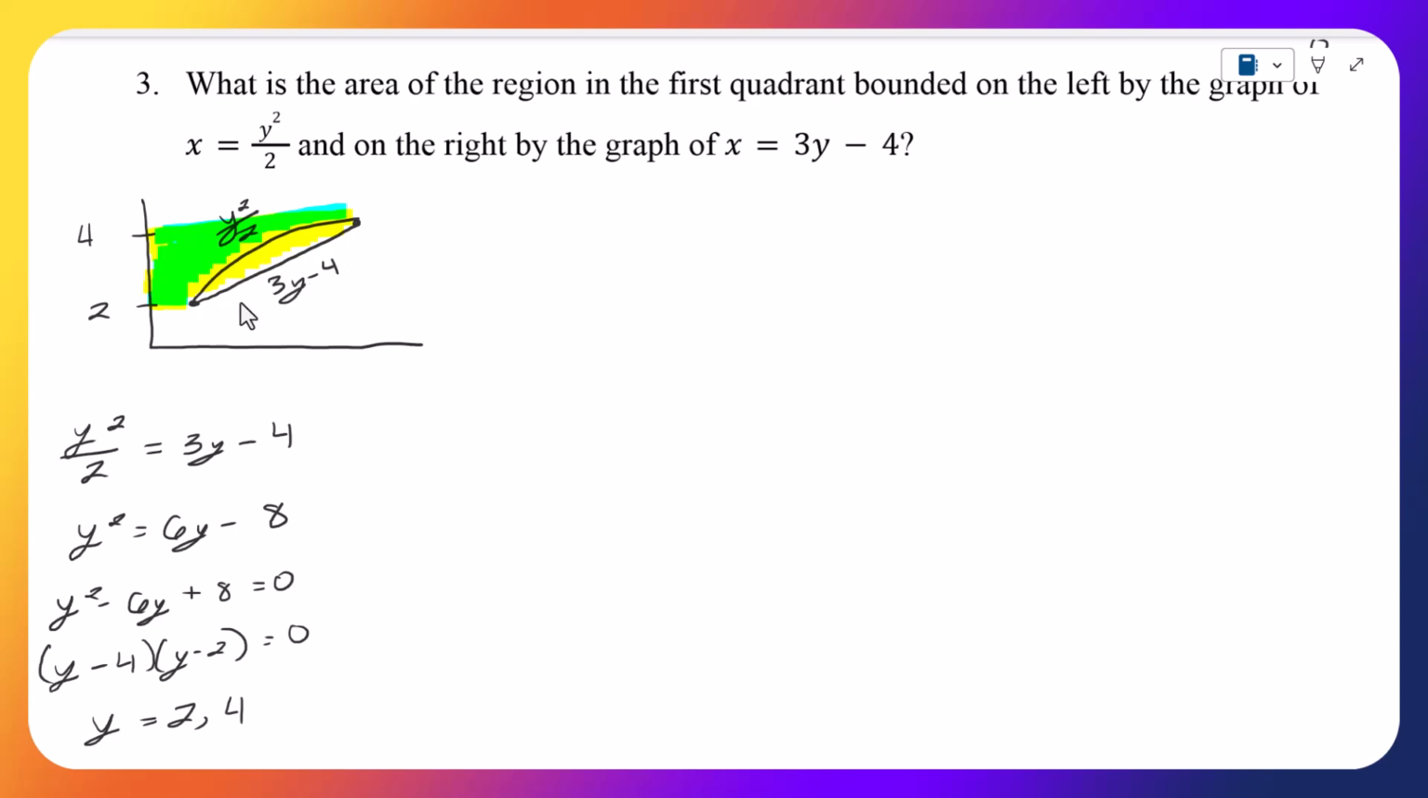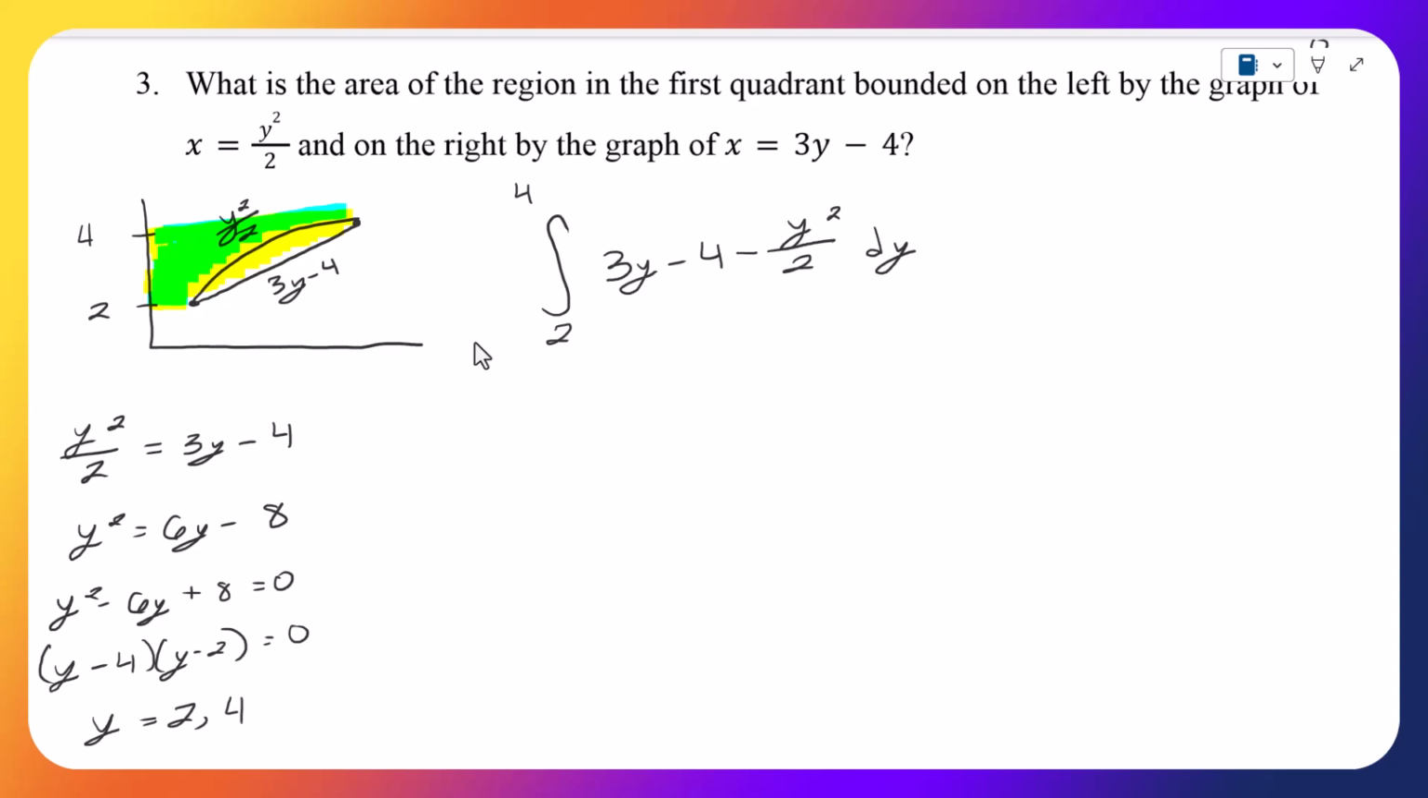So let's set up our integral now. We have the integral, and remember we're working in terms of y, so we're going from 2 to 4. Our big function is the 3y minus 4, and then we're subtracting y squared over 2, and we're integrating with respect to y.